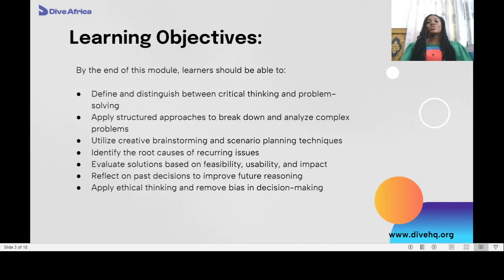Do you know that one of the top skills employers are looking for in today's world is not just technical know-how, but the ability to think critically and solve problems effectively? According to the World Economic Forum, critical thinking has been consistently listed as a top skill of the future. It is what makes professionals stand out, because no matter how advanced technology becomes, organizations still need people who can analyze situations, find solutions and make sound decisions.